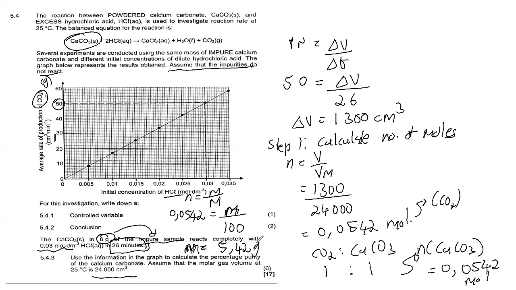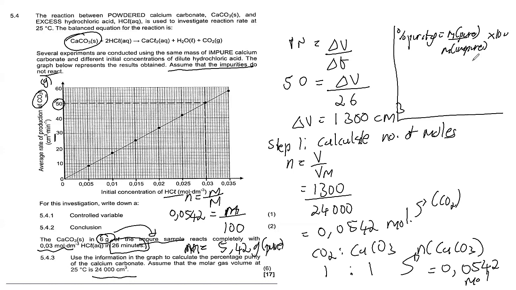The one that did not react would have to be the impurities. Remember, the 6 gram was impure. So the 5.42 gram represents the mass of the calcium carbonate that is actually pure. Now, if you want to get the percentage purity, we say the mass of the pure over the mass of the impure. You still remember from our grade 11 stoichiometry, the formula was that percentage purity is mass of pure over mass of impure, multiplied by 100.